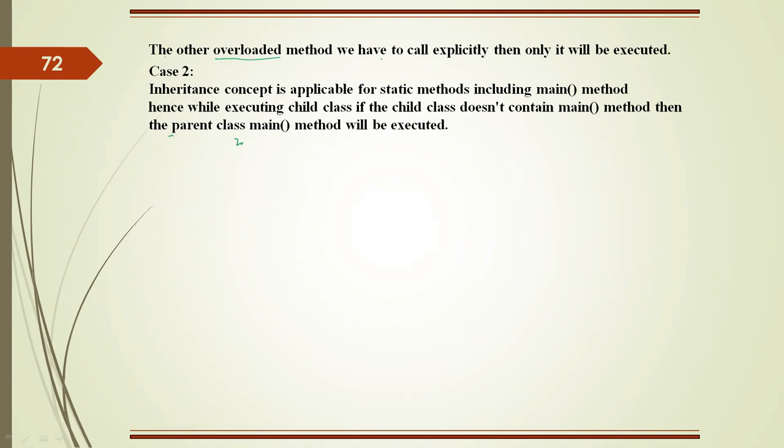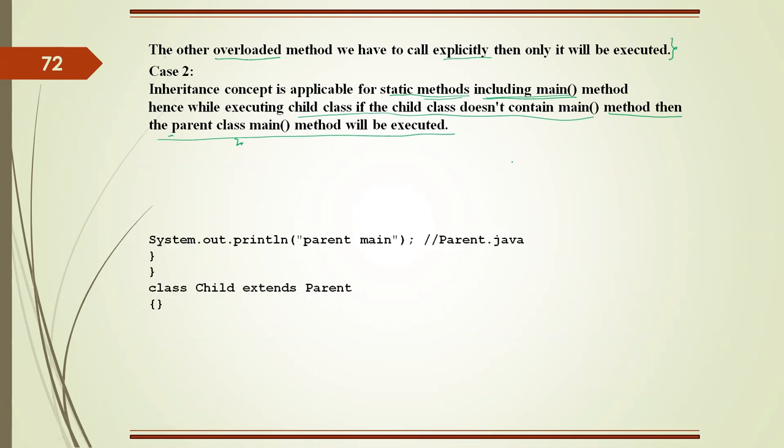The other overloaded method we have to call explicitly, then only it will execute. Explicitly you can call that method, then it will execute. Inheritance concept is applicable for static methods, including the main method. Hence, while executing a child class, if the child class doesn't contain a main method, then the parent class main method will be executed.